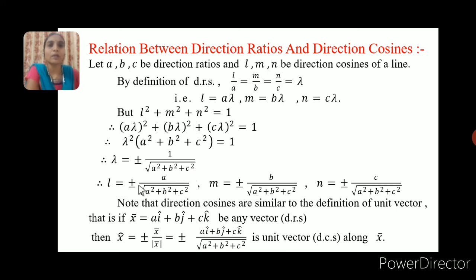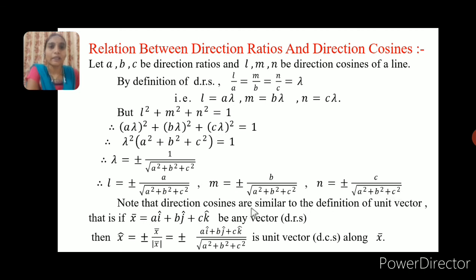Therefore, L is equal to plus minus A upon under root A square plus B square plus C square, M is equal to plus minus B upon under root A square plus B square plus C square, and N is equal to plus minus C upon under root A square plus B square plus C square.